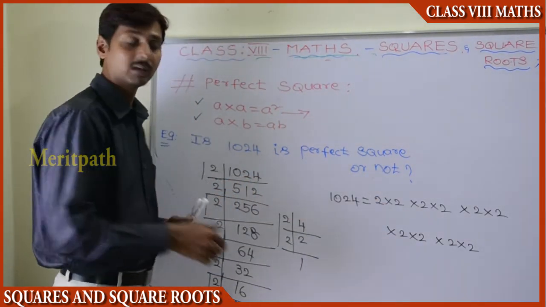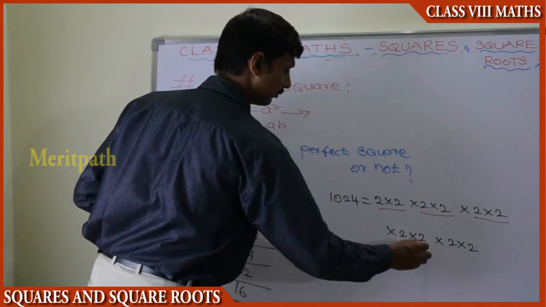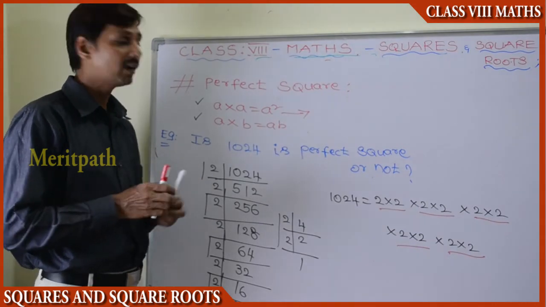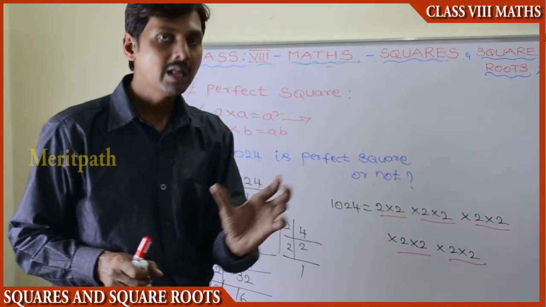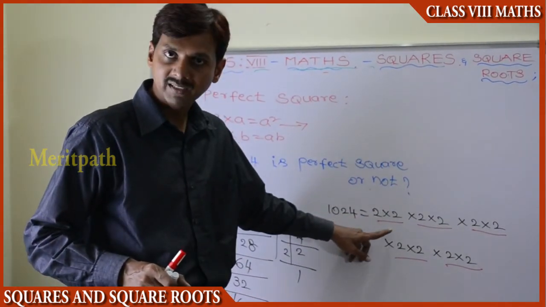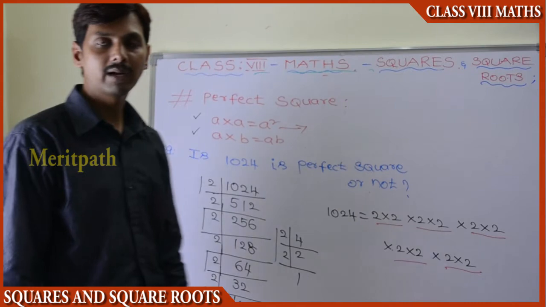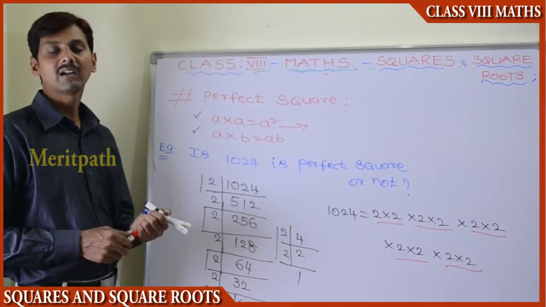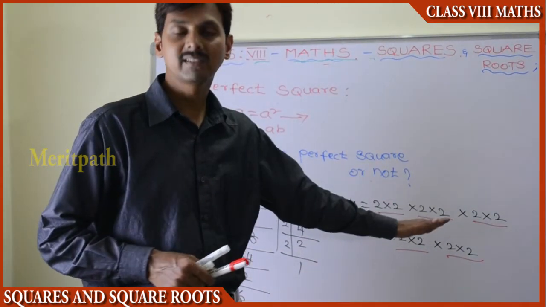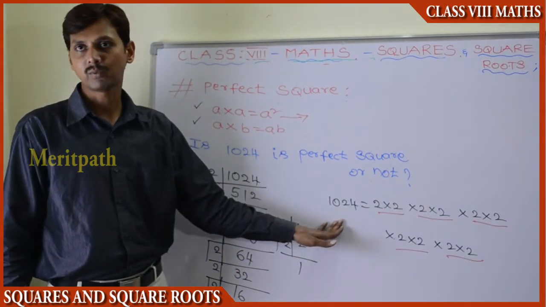Here, what we can observe is 2 into 2 is 4, and each pair of 2 into 2 is a 4. We have already discussed that if we take any number and multiply it with the same number, we get a perfect square. So 2 into 2 is a perfect square, and all of these are perfect squares. When we multiply perfect squares, we again get a perfect square. So finally we can conclude that 1024 is a perfect square.